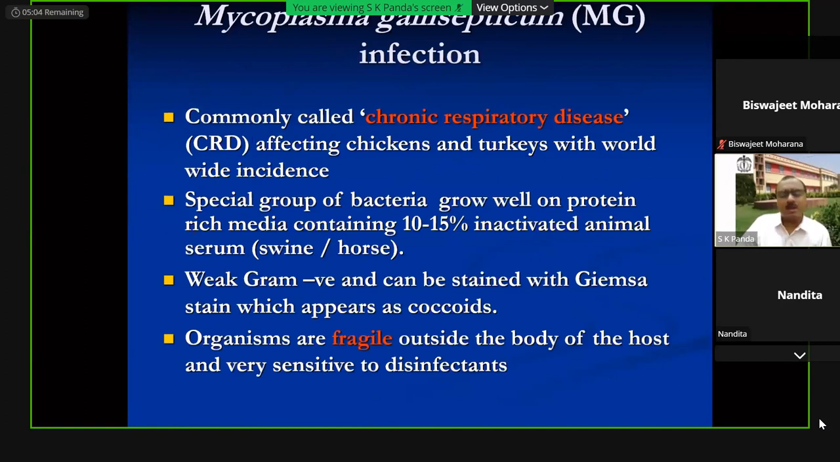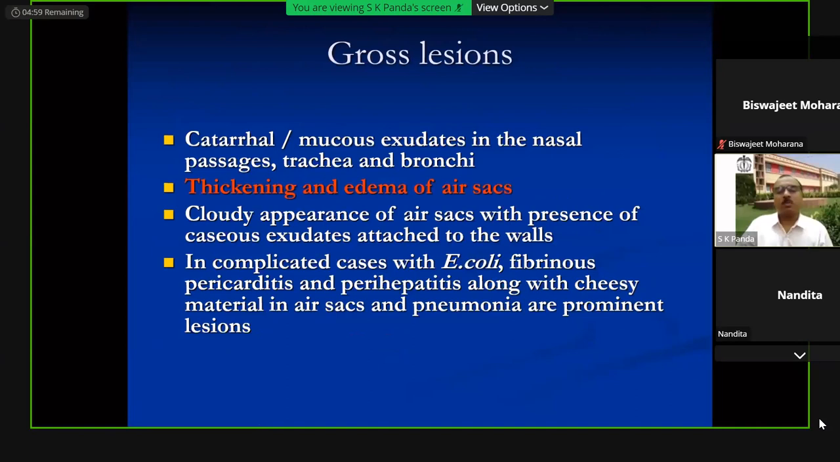If you want, you can go for a special media for its growth and cultural examination. But the farmer is telling you, sir, my birds are suffering from CRD on the basis of gargling sounds. So grossly also you can find thickening and edema of the air sac. Obviously, air sacs will be thick. Catarrhal exudates in the nasal passages, trachea and bronchi. These are common. Cloudy appearance of the air sacs.